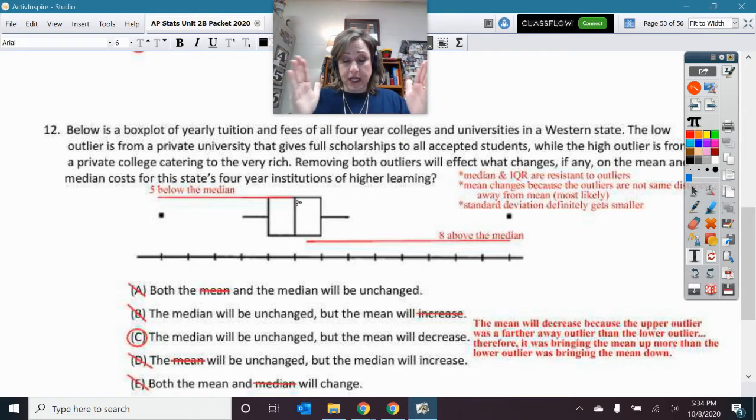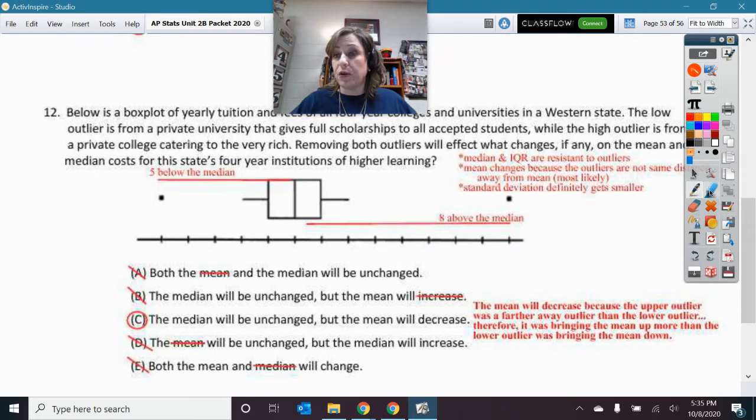If these outliers were an equal distance away, then the mean would stay the same. But they are not. This outlier is 8 above the median, and this one is 5 below it. Now, keeping in mind it's a little skewed to the right, our mean is going to be somewhere a little bit higher than that median. But here's what's happening. The median will remain unchanged.